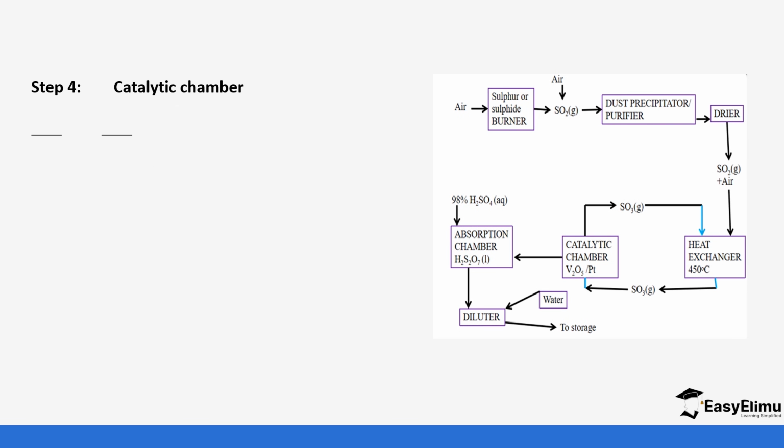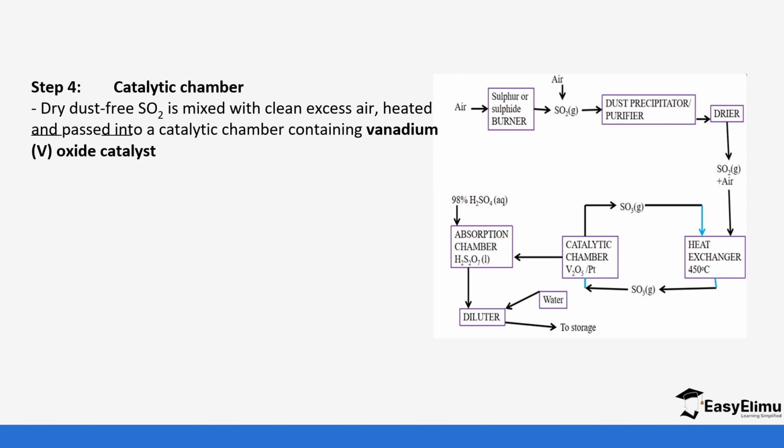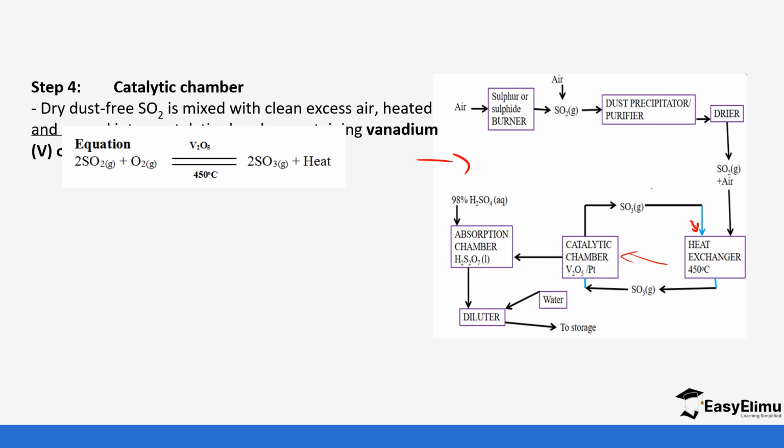After that, the reactants are taken to the catalytic chamber. Remember, we are also following the flowchart on the side, so make sure you are following. We are at the heat exchanger, and the reactants are moving to the catalytic chamber. In the catalytic chamber, we have the vanadium 5 oxide catalyst. We are going to see why vanadium 5 oxide is preferred.